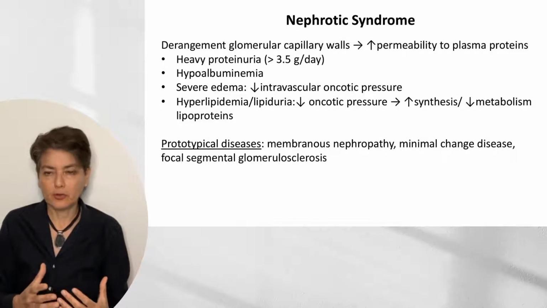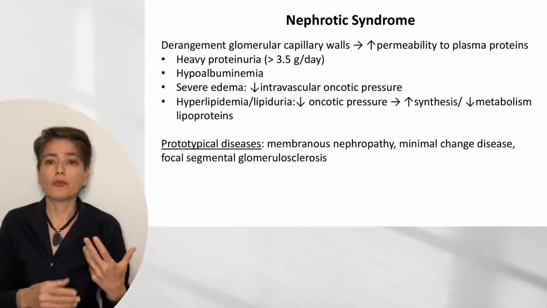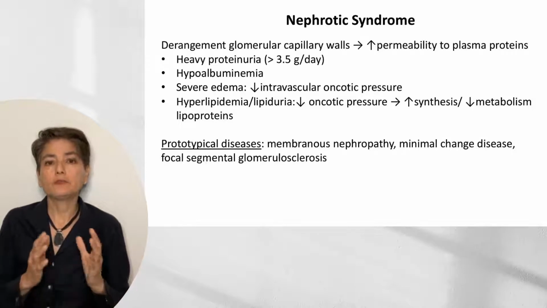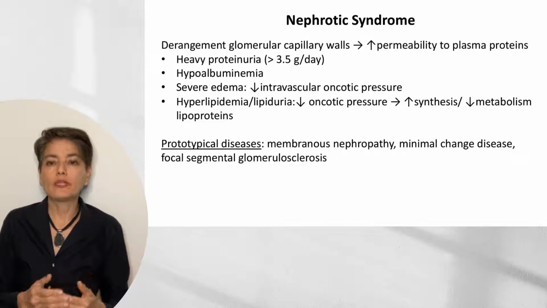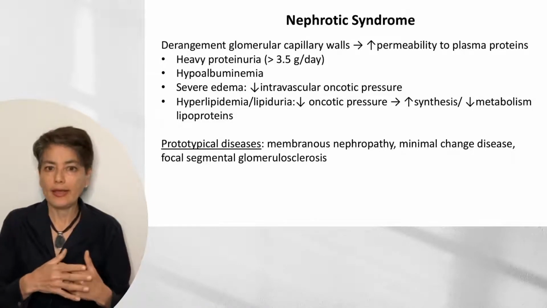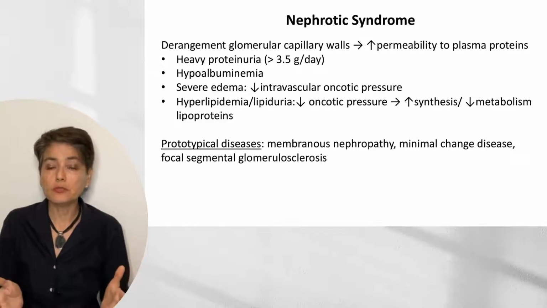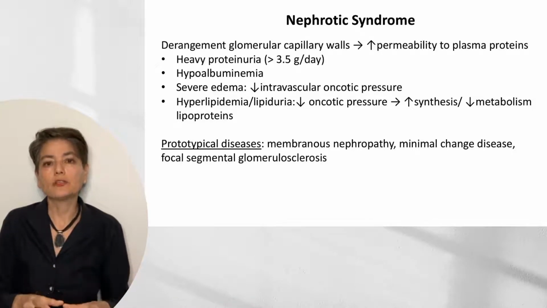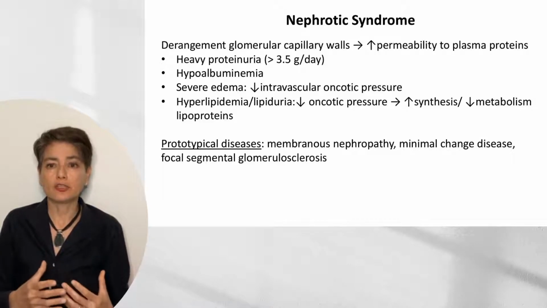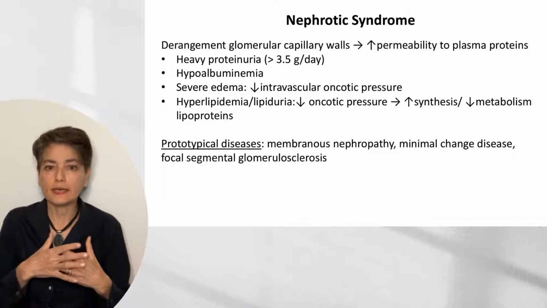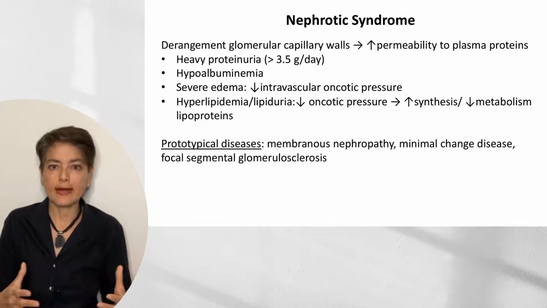So nephrotic syndrome, in contrast to what we saw for nephritic syndrome, is due specifically to derangement in the glomerular capillary walls. And this is going to vastly increase the permeability to plasma proteins. This will lead to our heavy proteinuria, and since we're losing all of this protein, a lot of it is albumin, so hypoalbuminemia. Because we have lost so much serum protein, we're going to have a decrease in our intravascular oncotic pressure, and we're going to get severe edema as fluid leaks out.